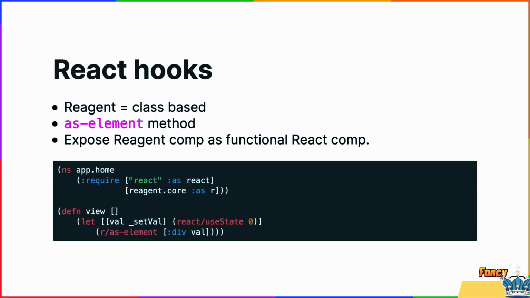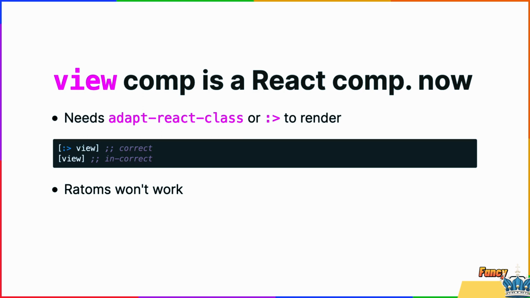Reagent components are class-based, and there is no easy way to use hooks in a class-based component. But we can expose Reagent components as functional components using the as-element method. This lets us consume hooks. In this example, we defined a view that depends on React's useState hook. Instead of returning a Hiccup form, we wrapped the Hiccup form with our as-element method. The important point to note here is that the view is not a functional Reagent component anymore. Instead, it is a proper React component now and needs the :> or adapt-react-class to work correctly. If we try to render the view directly, it won't work.